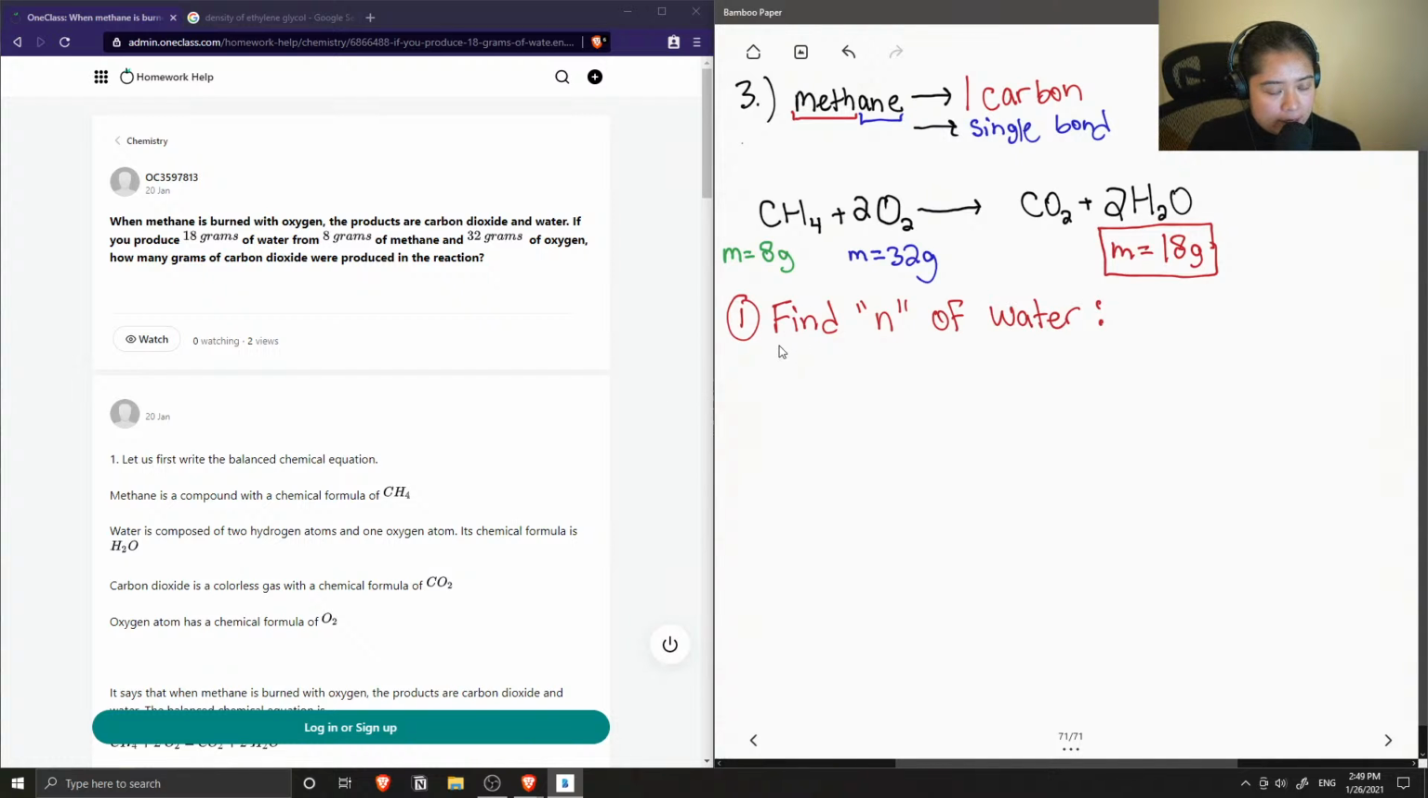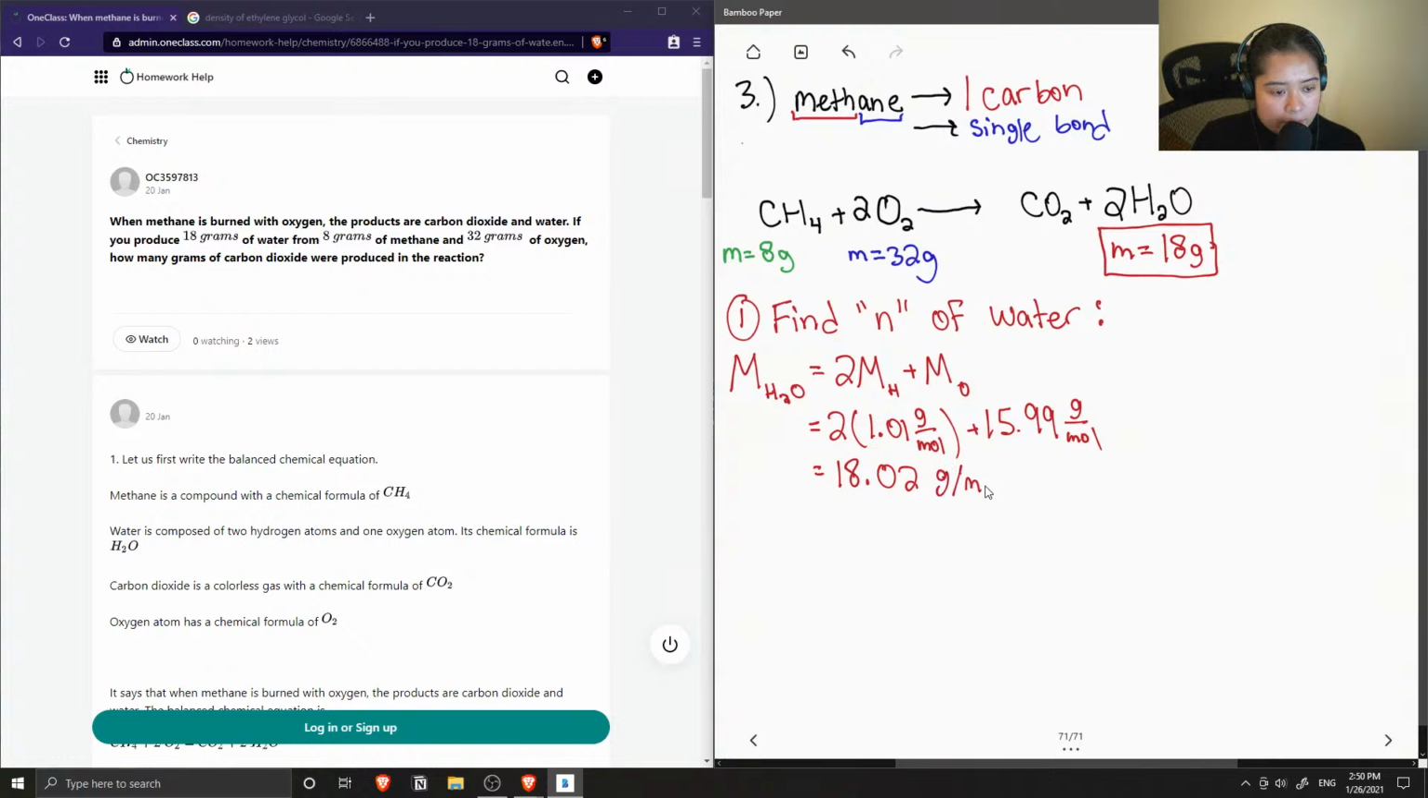So we know the mass is 18 grams, and we first need to find the molar mass of water, which is equal to 2 times the molar mass of hydrogen plus the molar mass of oxygen. These values are found on your periodic table. It's 1.01 grams per mole for hydrogen and around 15.99 grams per mole for oxygen. So this gives us a molar mass of around 18.02 grams per mole.